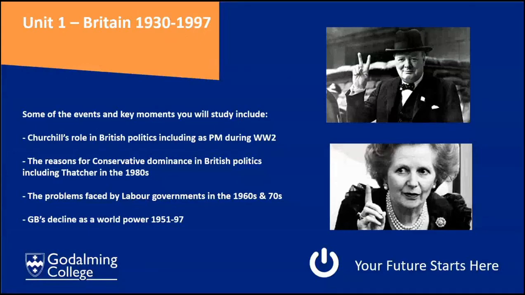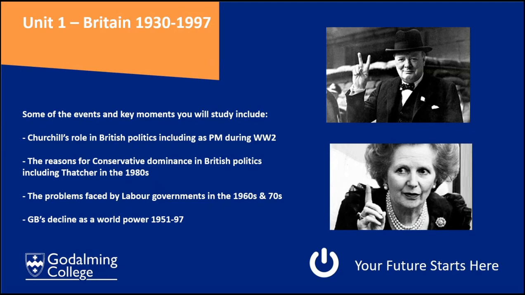In Unit 1, from 1930 to 1997, you study a range of different topics across this long period where Britain's role in international politics changes vastly, as does the internal structure of Britain as well, so in terms of its society. Some of the things you'd look at are Churchill's role in British politics, as well as his role as Prime Minister during World War II and how he conducts himself during that. In fact, Churchill is one of the key focuses in this particular unit.